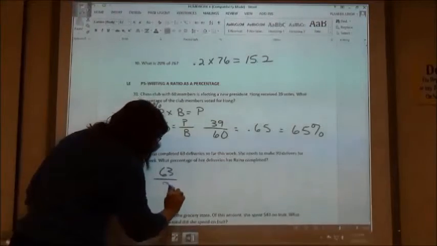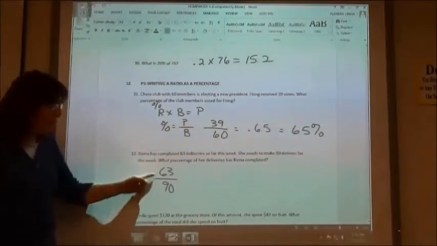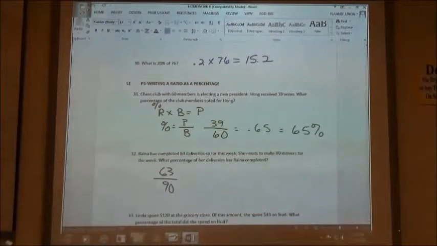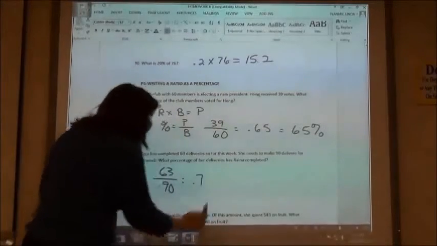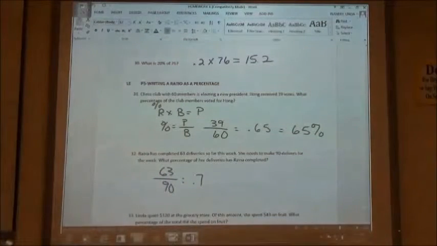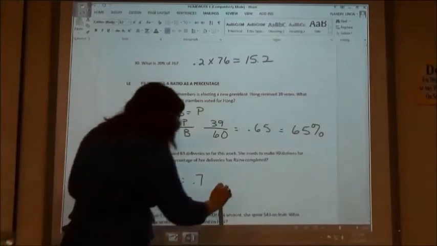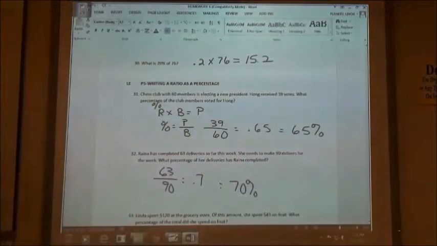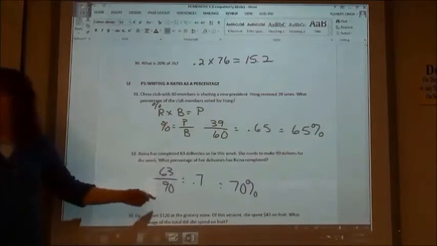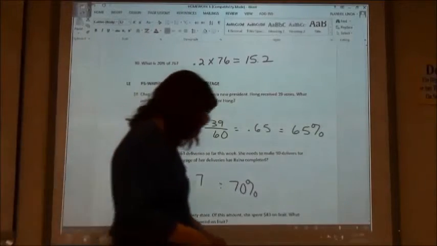63 divided by 90. 63 is the part, 90 is the base, that's the total amount. So if I got 63 out of 90, I'm going to divide and get 0.7. Is that what I'm getting? And 0.7 as a percent would be 70, because I got to move it over 2 places. So 70%. Right? She did more than half, so I should have more than 50%.